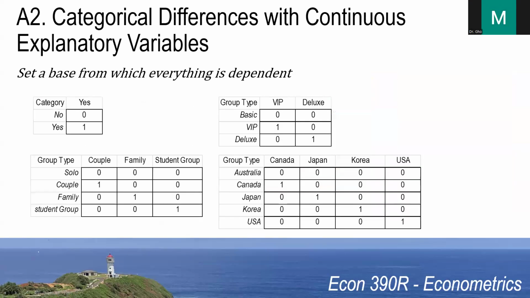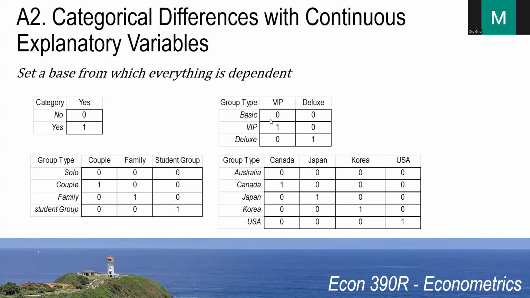So let me go to the slide. When we have multiple groups, you're going to have a base and then how things can be different. So that simple one with just one category, it's yes or no. What happens if we have multiple groupings within a category? For example, when we look at the package type, there's basic, VIP, and deluxe.